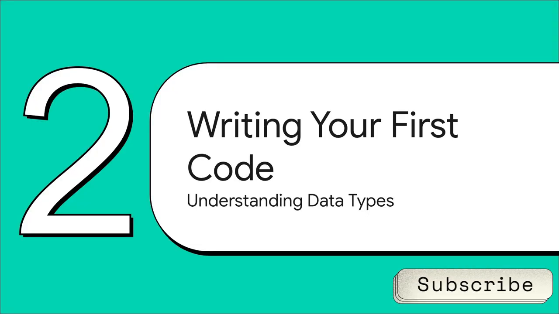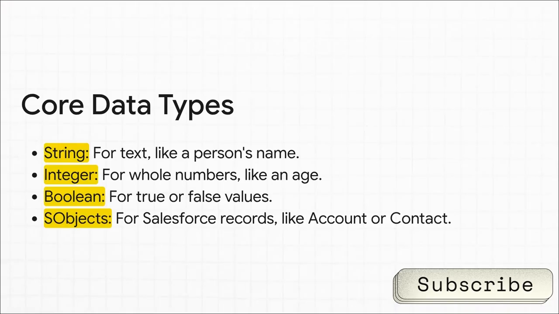Okay, so now that we get the why, let's get into the how. Every journey in programming starts with the fundamentals, and for Apex, that means understanding our core data types. At the end of the day, a data type just tells a variable what kind of information it's allowed to hold. Think of them as containers built for specific things. A string holds text, an integer holds a whole number, a Boolean holds a simple true or false.